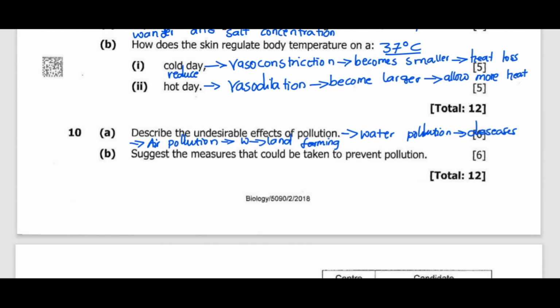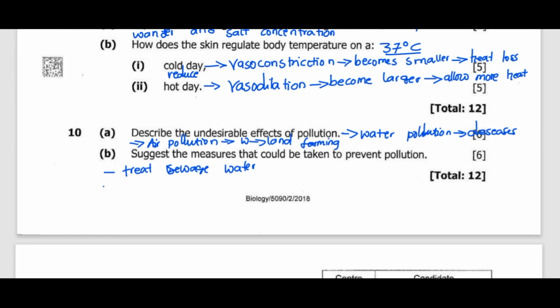Then for B, suggest the measures that could be taken to prevent pollution. So let's look at the first one, water pollution. If we want to reduce water pollution, what are we supposed to do? So the first one, we can make sure that we treat sewage water before releasing it into streams.